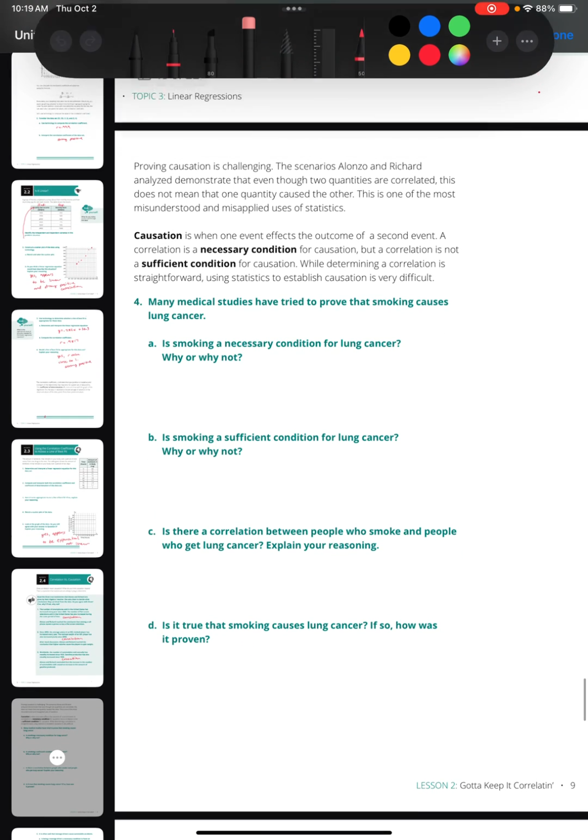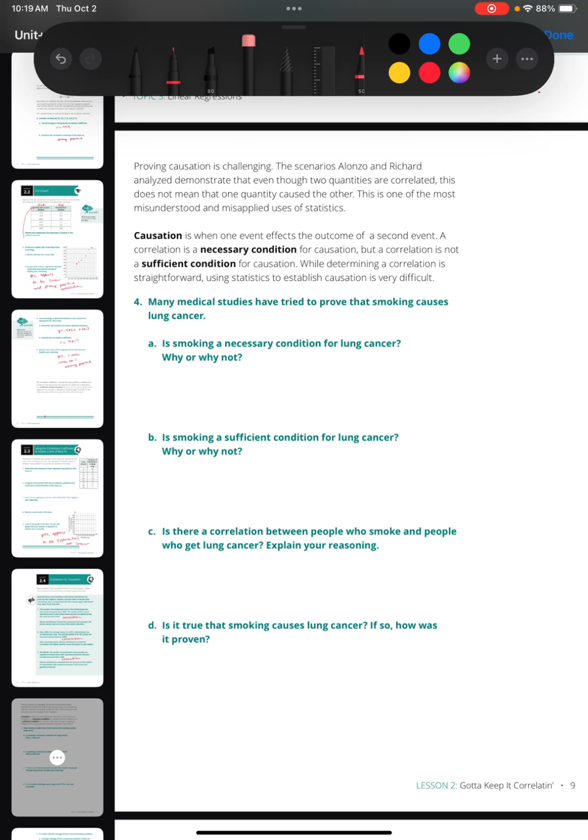All right, so causation is when one event affects the outcome of the second event. A correlation is just a necessary condition for causation. So there needs to be correlation for causation to exist, but not the other way around. Correlation is not a sufficient condition for causation. So just because in those examples we saw before there was a positive correlation, both of the factors were increasing, it doesn't necessarily mean that's a necessary or sufficient condition to show causation.